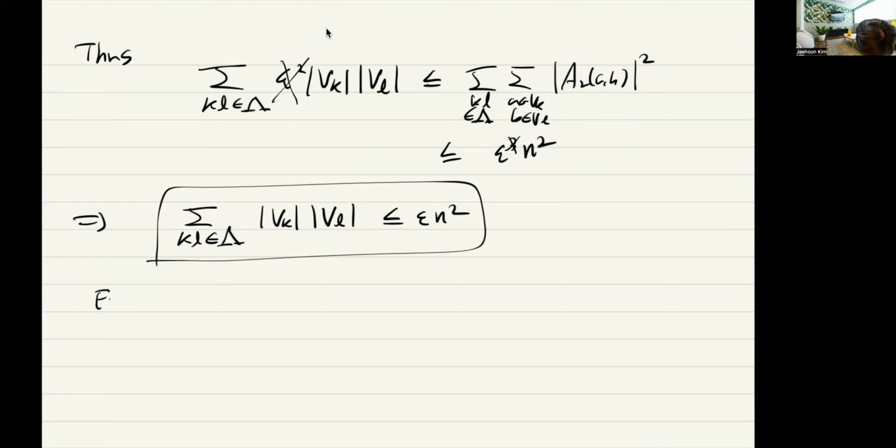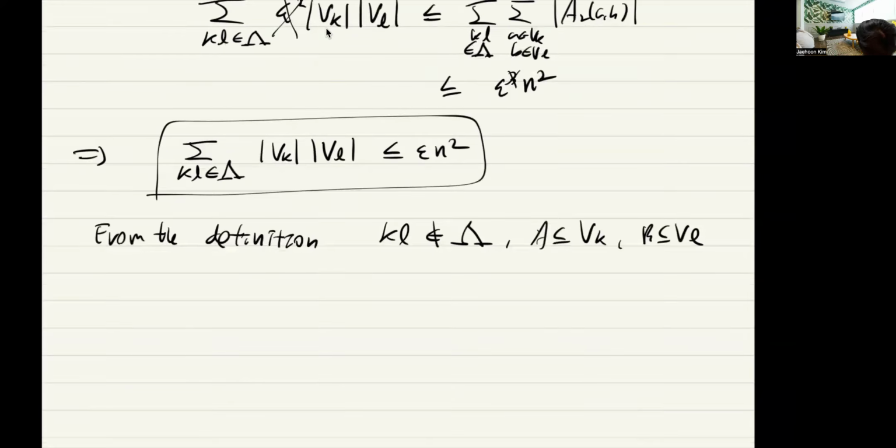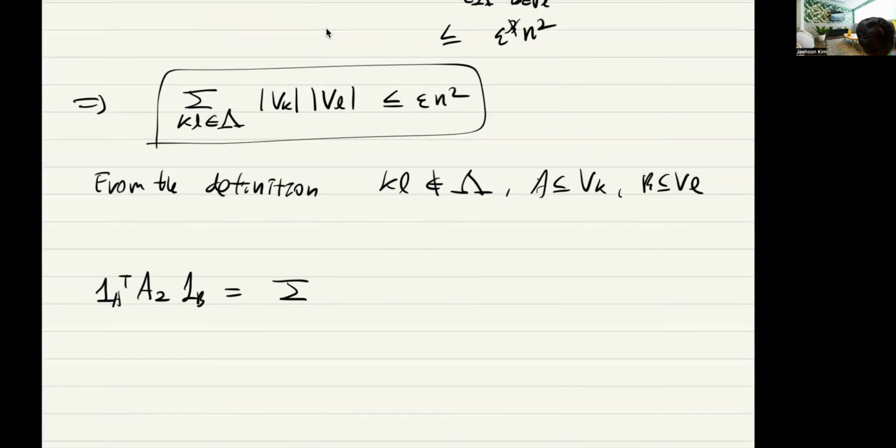And from the definition, as long as your pair is not in this lambda, and again, A is in P_k and B is in P_l, then we can again compute this expression as well.